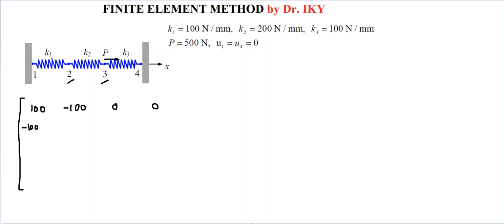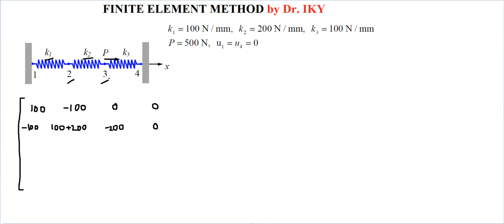If I continue, minus 100, sorry. This time, 100 is coming from here, and there is also 200 coming from here. So again, it is positive, 100 plus 200. And for the third, there is a connection, which is going to be minus 200. And there is no connection with node 4. That will be 0 again.